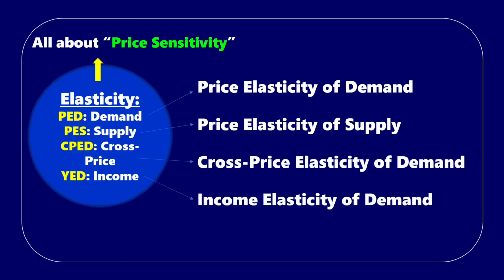Elasticity is really just a measure of price sensitivity. It tells us how responsive buyers and sellers are to changes in price, income, or the prices of related goods. Some goods are very sensitive to price changes. If the price goes up just a little, people buy a lot less. Other goods barely change at all. Prices move, but people keep buying roughly the same amount. In AP Economics, we break elasticity into four main types: price elasticity of demand, price elasticity of supply, cross-price elasticity of demand, and income elasticity of demand.